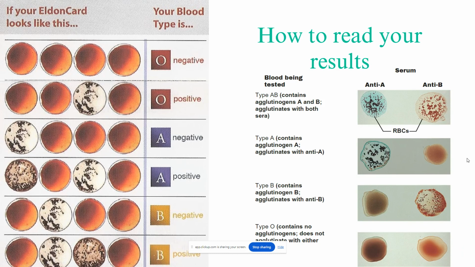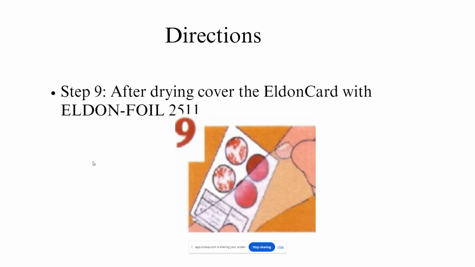So when it comes to blood typing, we're looking for that agglutination reaction, and we also would have a D antigen circle. And if there's clumping there, you're positive. We're also not going to use foil. We're just going to throw the biohazard away, so don't worry about this step.